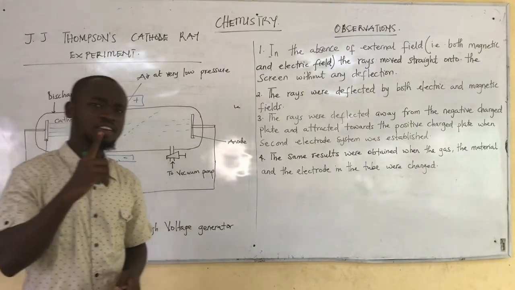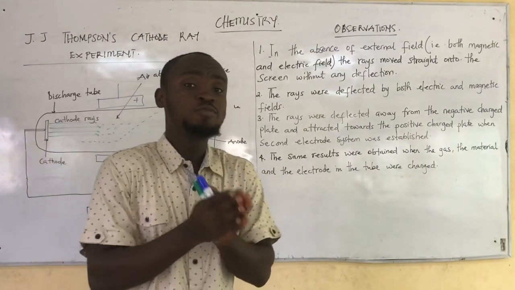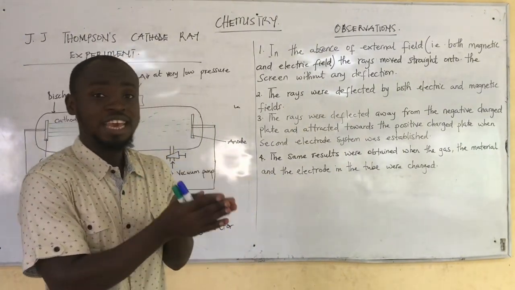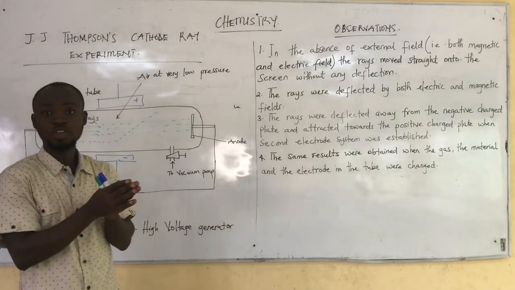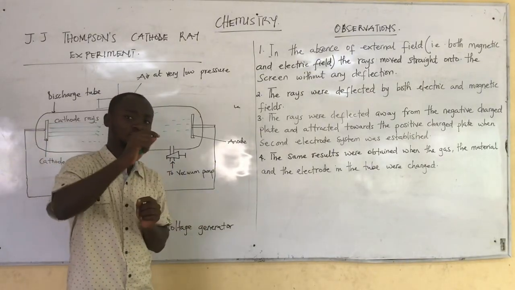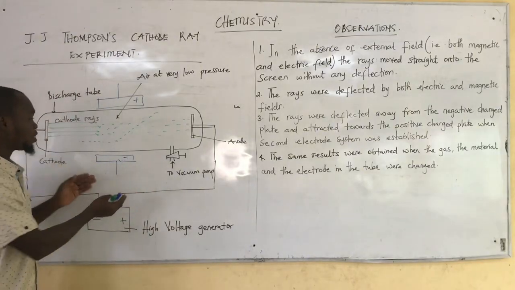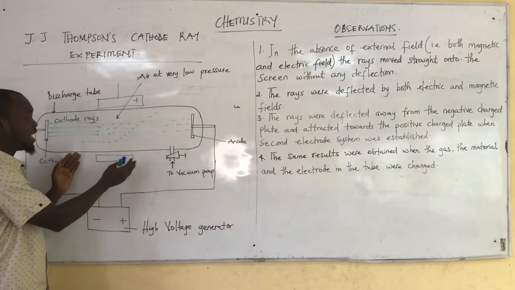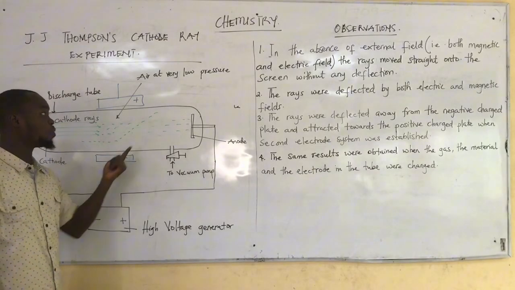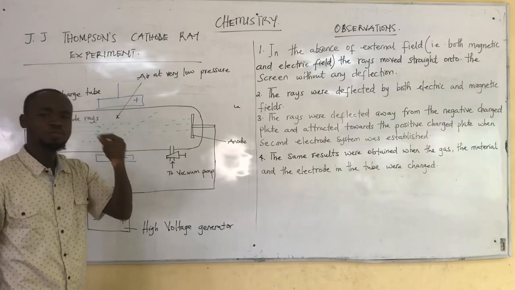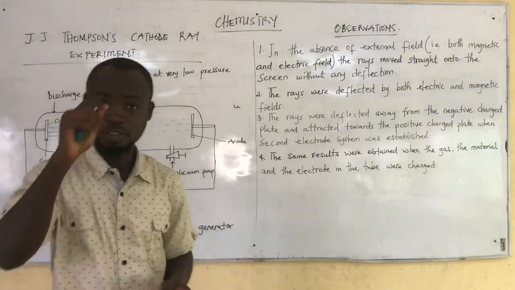So Thomson reasoned that it is only a charged particle which will have an influence when it is brought near an external magnetic or electric field. Since there was deflection when a magnetic field was brought near the particles in the tube, and also a deflection away from the negative terminal towards the positive terminal, it gave Thomson the idea that these particles are charged particles.